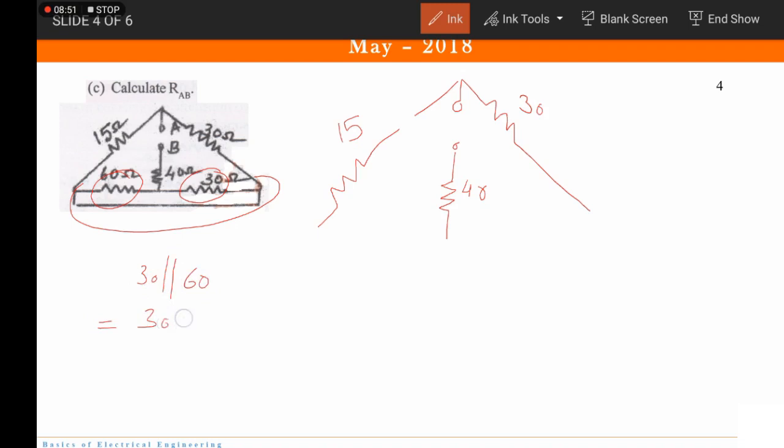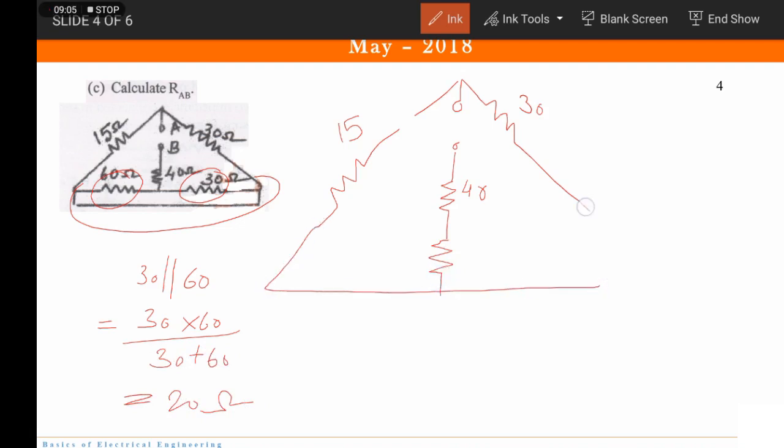So it will be 30 into 60 upon 30 plus 60. So this becomes equal to 20 ohms. So here we have a resistor of 20 ohms, right? So this is my connection. So what is this combination? Series combination, 60 ohms. Correct?